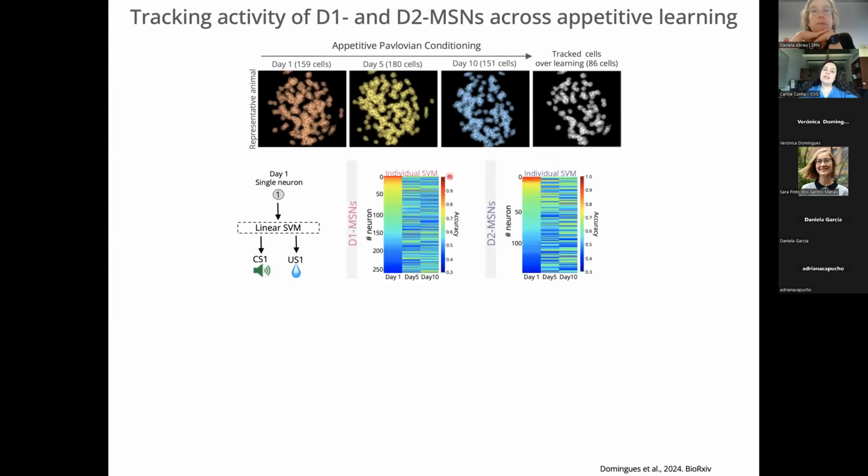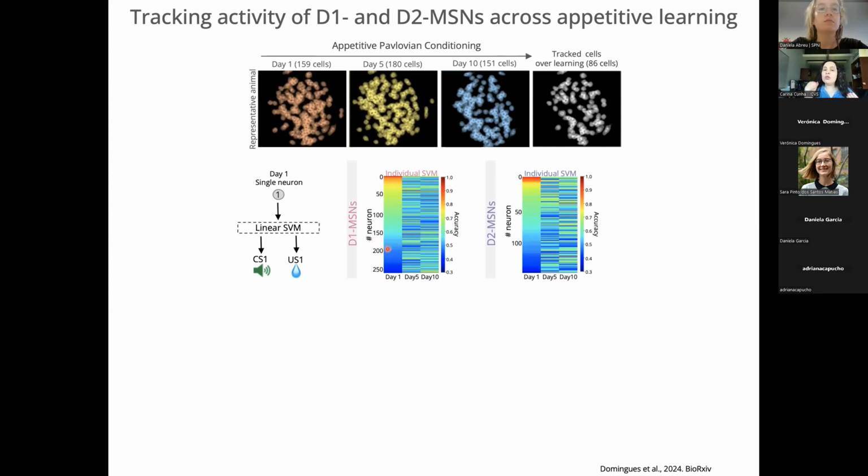And what was interesting, and this is a map of accuracies, very similar to what you saw before but color-coded, is that we have neurons here in red or orange that have high accuracy of decoding. This means that on this day, these neurons can distinguish the cue from the reward, right? But this is true for day 1, and we also have a lot of neurons that are really bad at distinguishing the cue from the reward. So basically, these neurons do not seem to encode this association.